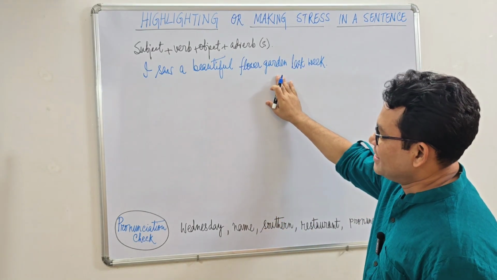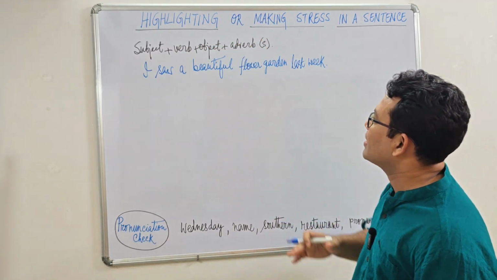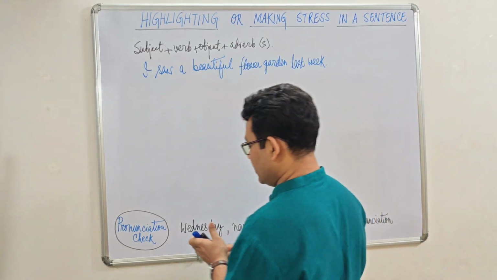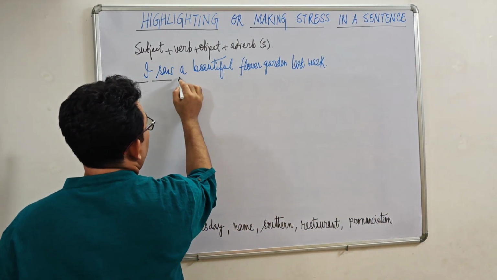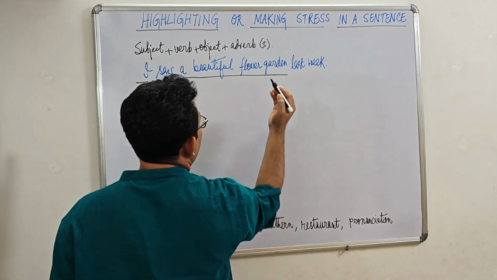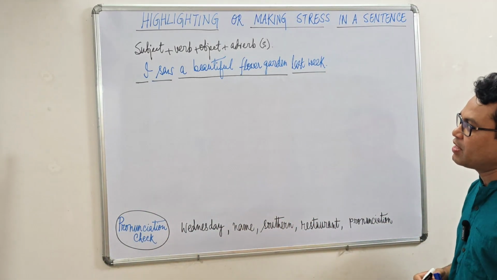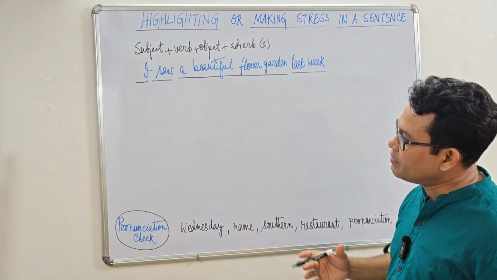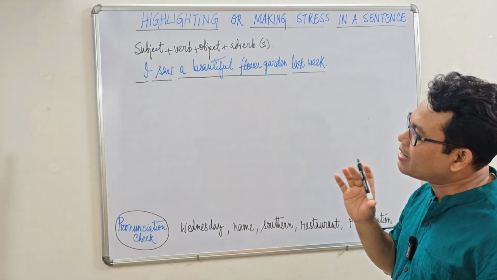Here is the sentence, according to this basic sentence pattern: I saw a beautiful flower garden last week. Here we have the subject, the verb, the object and the adverb, and this adverb is a time adverb. So we have 4 different components. Can you tell me which one of these 4 components is getting stress or highlighted?